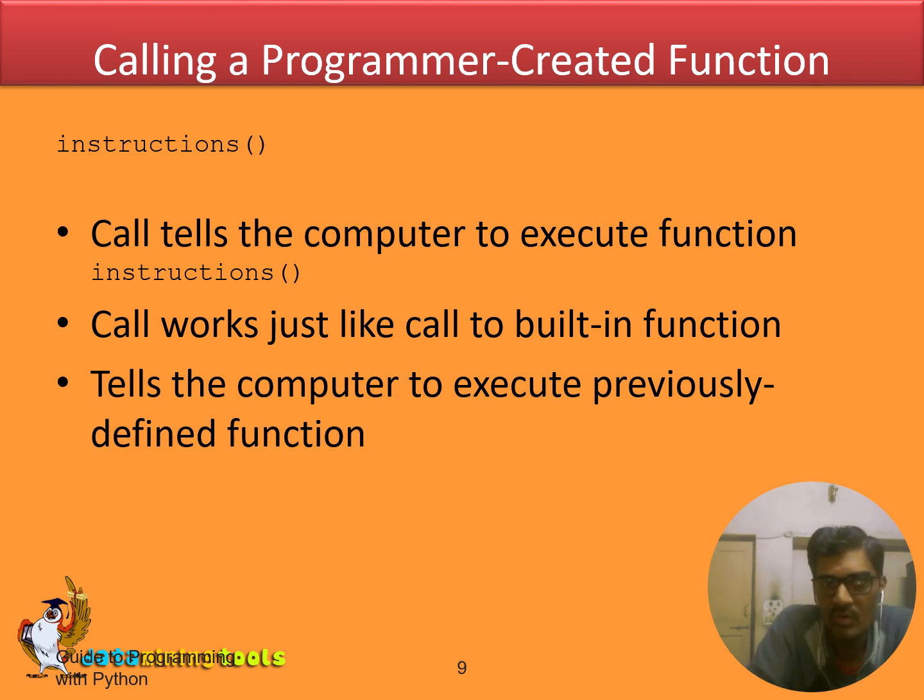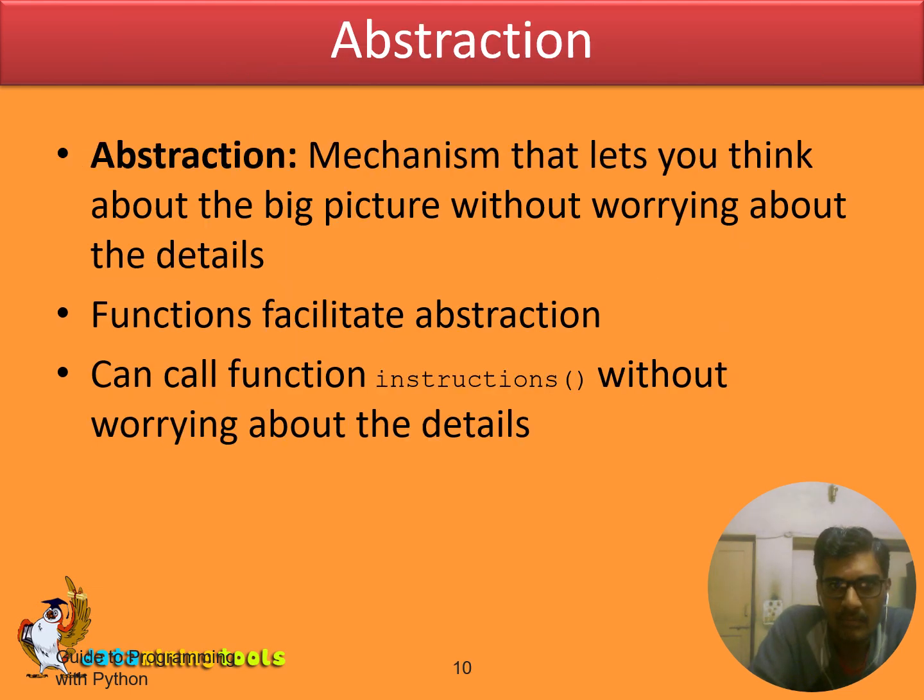So as we have already looked at the function print instructions, where it prints out the standard string or text. Here you can tell the computer to execute a function by calling it. So you define the function, and below you call the function, and then it gets executed. Okay, and next, abstraction, a mechanism that lets you think about the big picture without worrying about the details.